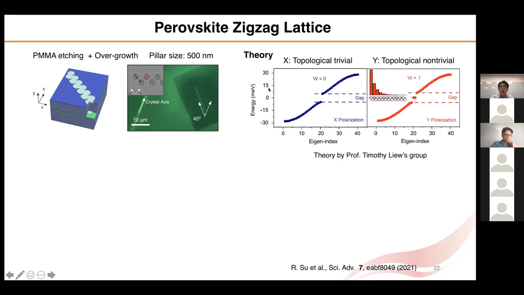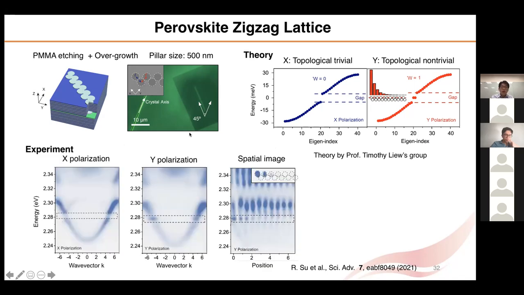Theoretically, we can reproduce the band structure as shown here. Under X polarization, which corresponds to this topologically trivial phase, we only see a gap opening, while for Y polarization, which corresponds to the non-trivial phase, in addition to the gap opening, we also see some state inside that corresponds to the edge state. This theory was actually done by Professor Liu's group.